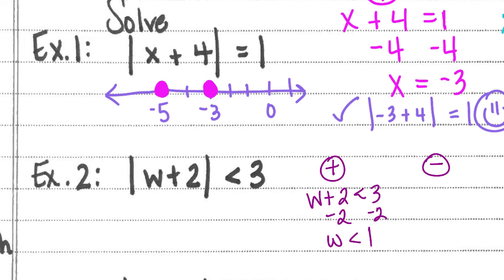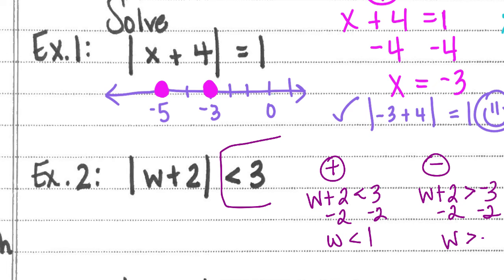Numbers smaller than 1, which would be 1. Well, 1 is not equal to, so it would be 0.9, 0, negative 1, etc. On the other side, remember I'm going to take everything from here on over and switch it. So I have W plus 2 is greater than negative 3. When I subtract 2, I get W is greater than negative 5.